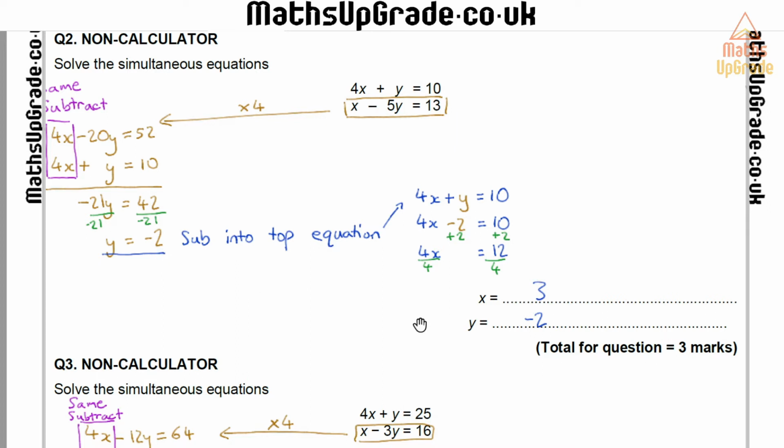So y equals negative 2 and x equals 3. And that was 3 marks for that question.